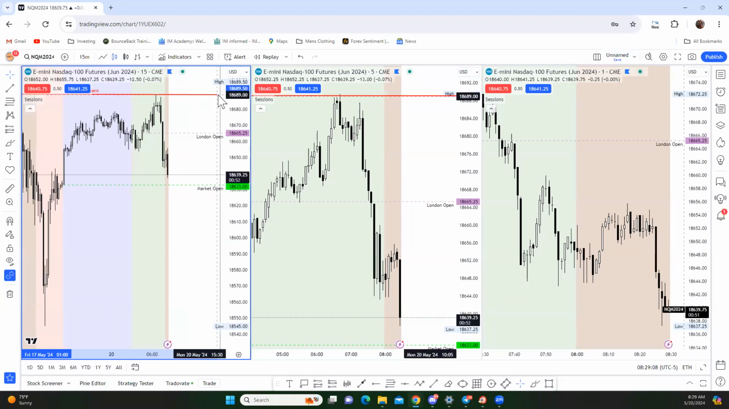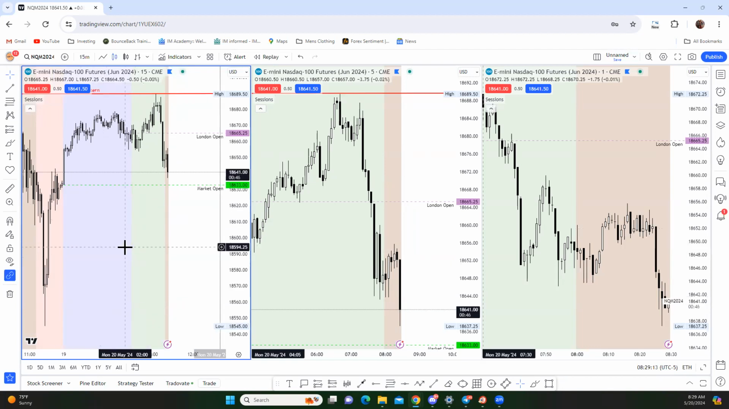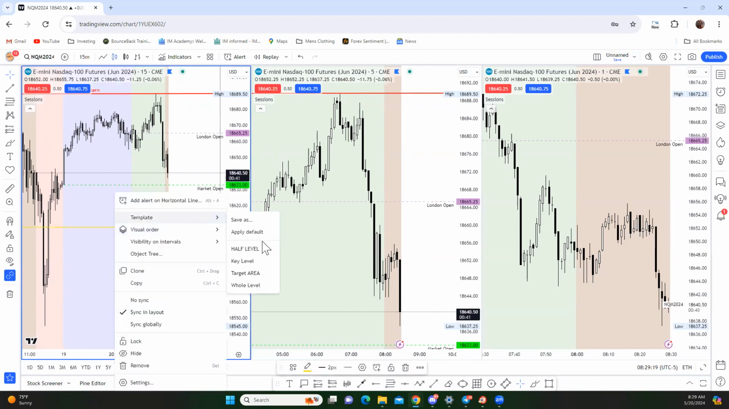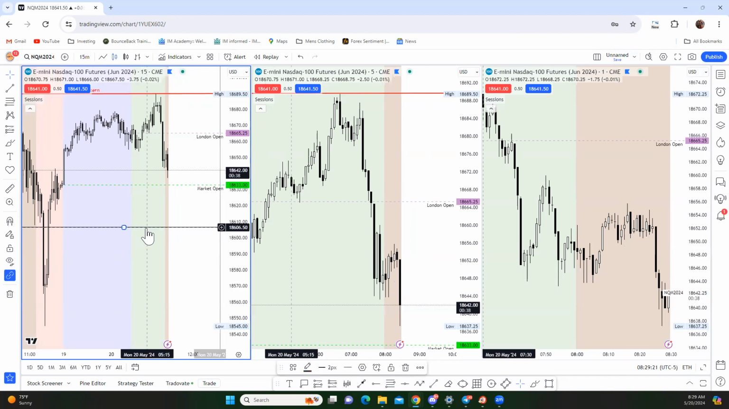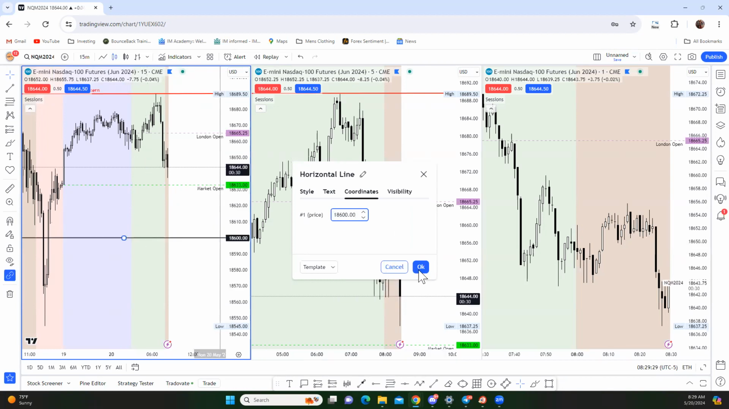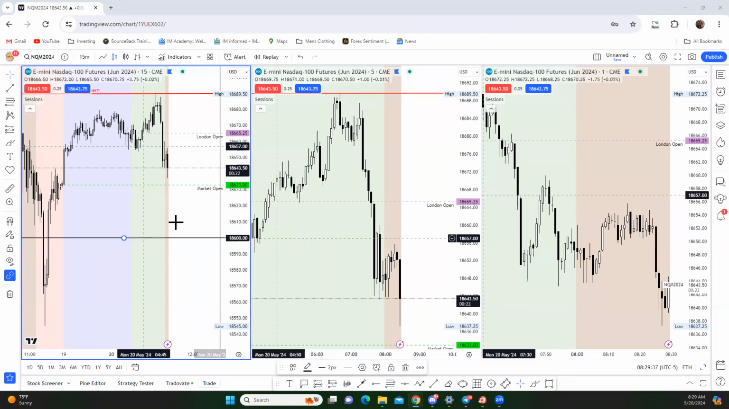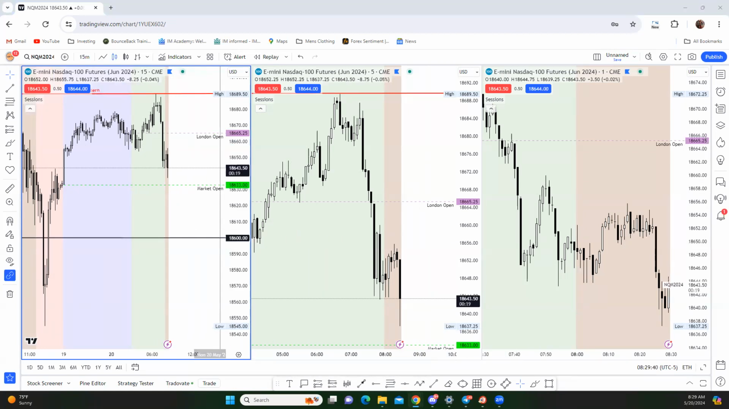So really key area if it can come down into, I would say, you know, right in this area, 18,600 level, and could possibly show some upside. So let's kind of mark this level here. Okay, so we're gonna get ready to snipe here on this window. Got about 20 seconds.